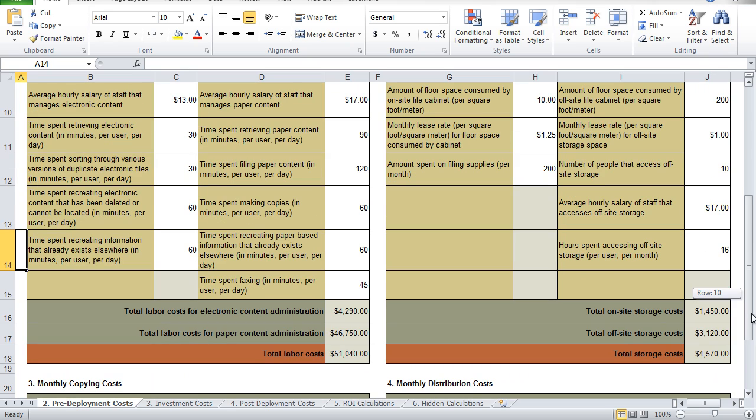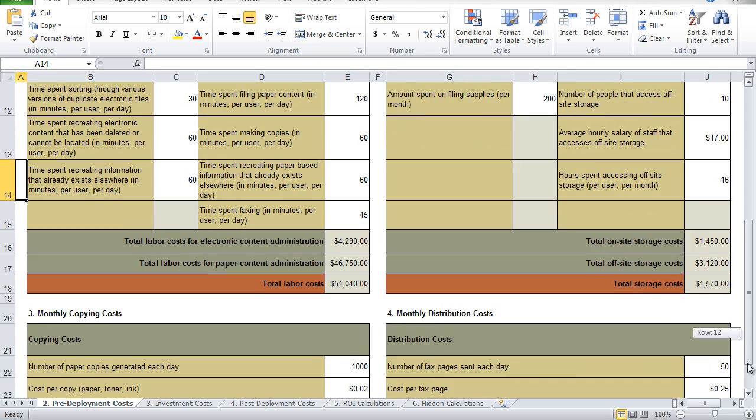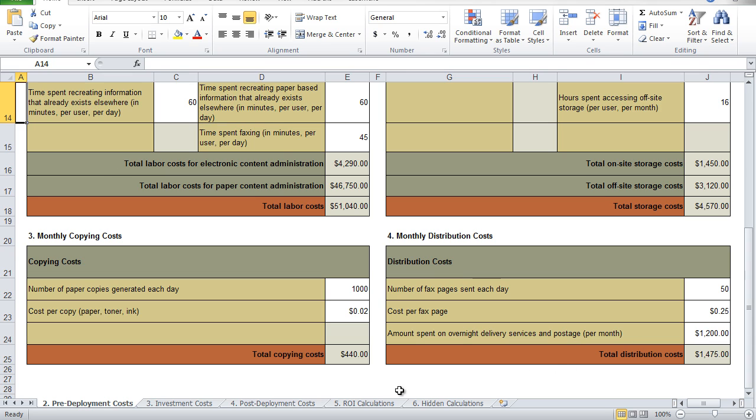So the monthly storage costs, again, it's no surprise that the on-site storage costs were about $1,500, while the total off-site storage costs were about $3,100. So again, a monthly cost of about $4,500 just on the storage side of things. And then finally, section 3 and 4, copying costs. This is roughly how many pages they were generating each day across their many locations, and relatively what that cost was.